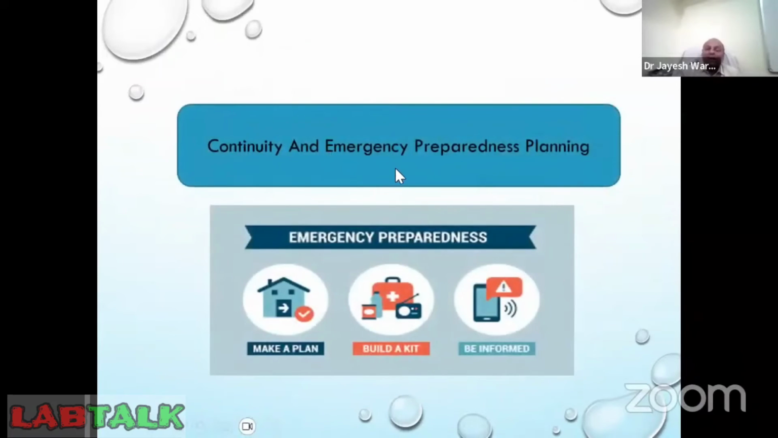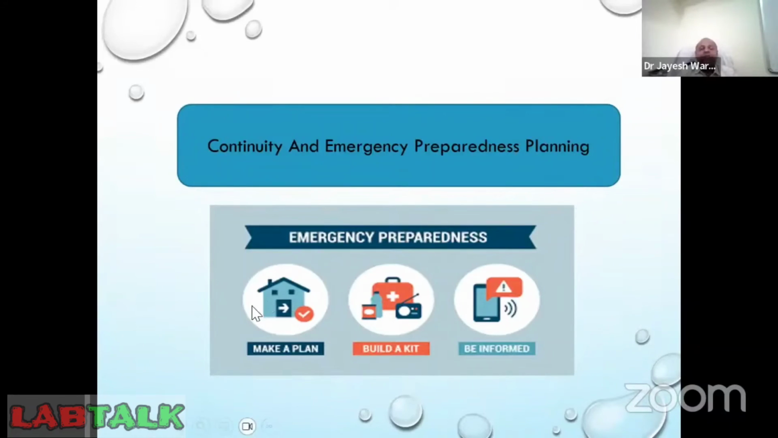Now, one more aspect: continuity and emergency preparedness planning has been included in this new standard. Why it is included is because, as we saw during the COVID emergency or pandemic, most laboratories, and most of us, were not prepared to handle the situation. So this new document gives more emphasis on emergency preparedness planning.